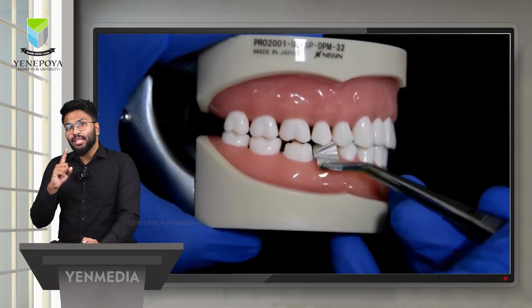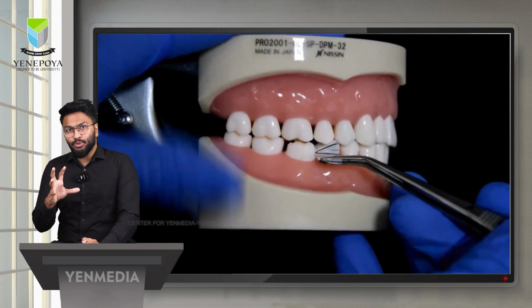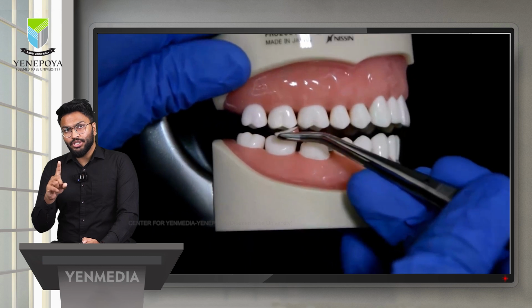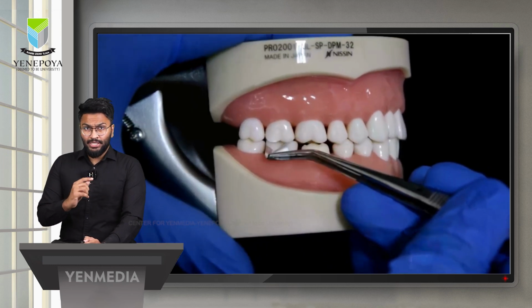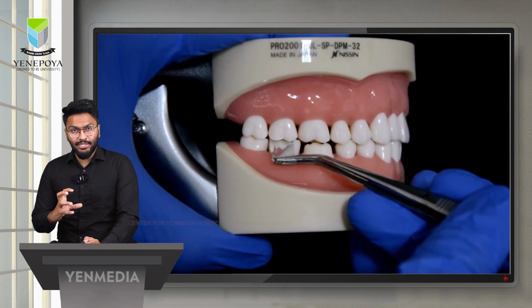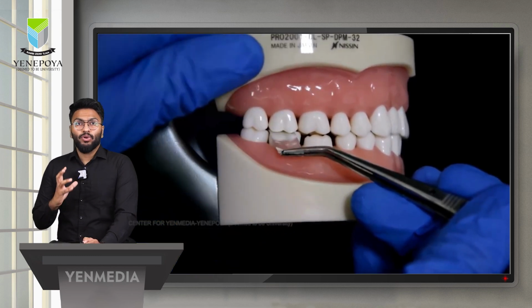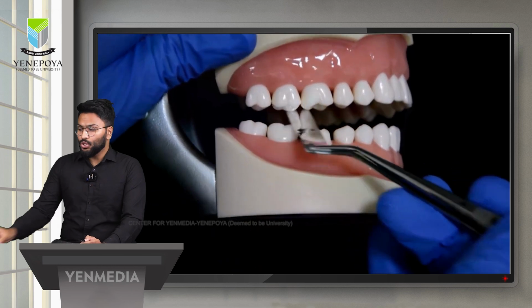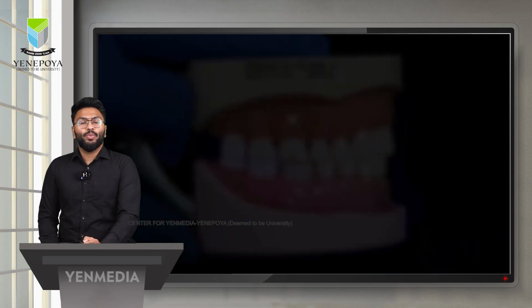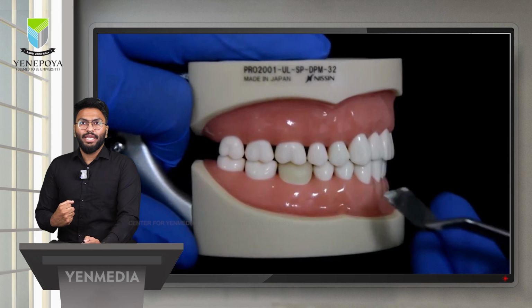As you can see, after the preparation, without the provisional restoration, when you are using the shim stock on the adjacent tooth, you can see that the shim stock doesn't come out, it stays there. That is because there is proper occlusal contact. Since there is proper occlusal contact on the adjacent tooth, the shim stock will not come out easily.